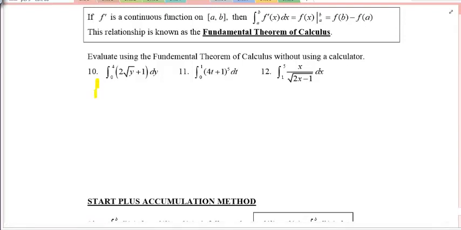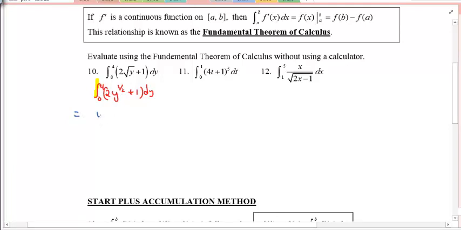I see this ugly root. So I'm going to rewrite this as 2y to the 1/2 plus 1. And then yes, let's go ahead and find the antiderivative. So the antiderivative of y to the 1/2 is y to the 3/2 divided by 2/3 with a 2 in front, so that'll be 4/3. And the antiderivative of 1 is just y. And it's this whole expression, which is your antiderivative, that we now have to evaluate from 0 to 4.